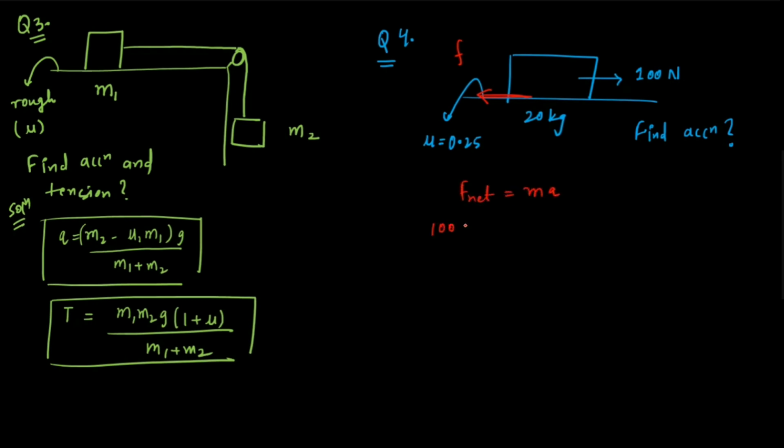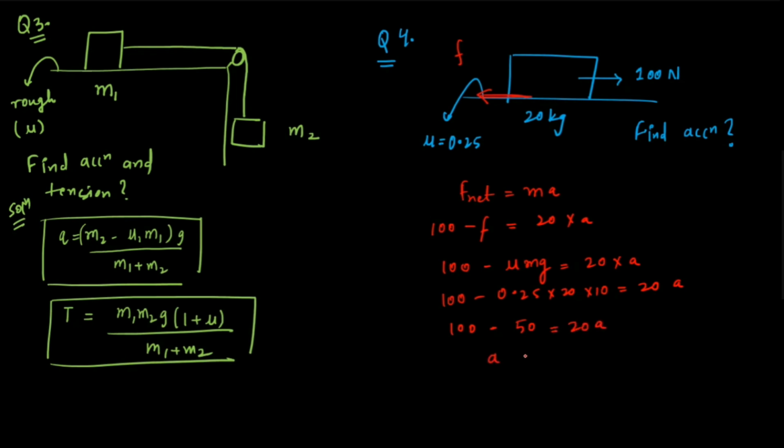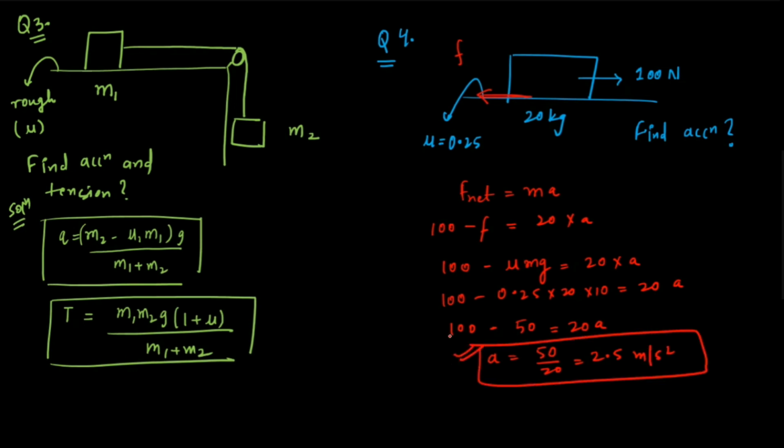Net force is going to be 100 minus F, which is equal to 20 times a. So 100 minus F, where F is going to be mu N, which is mu mg, is equal to 20a. So 100 minus 0.25 times 20, I'm assuming g as 10, is equal to 20a. So 200 times 0.25, which is 50 newtons, is equal to 20 times a. So a is going to be 50 over 20, which is 2.5 meters per second squared, and this is the correct answer.